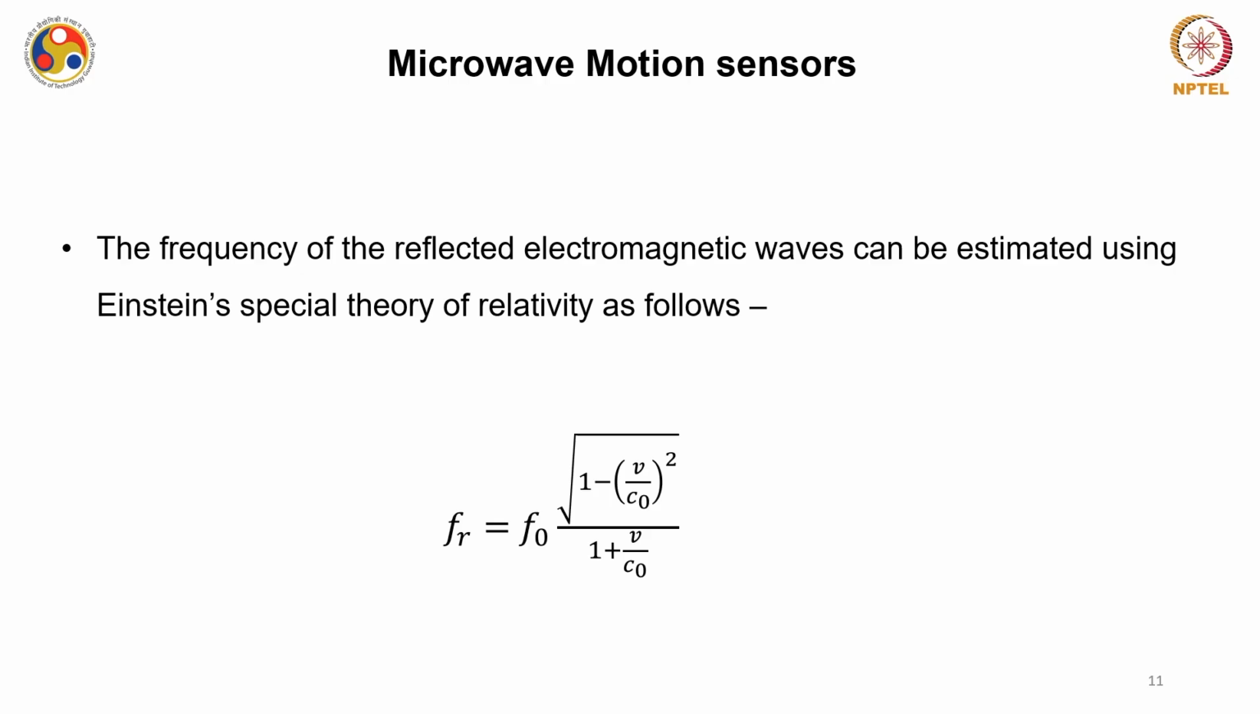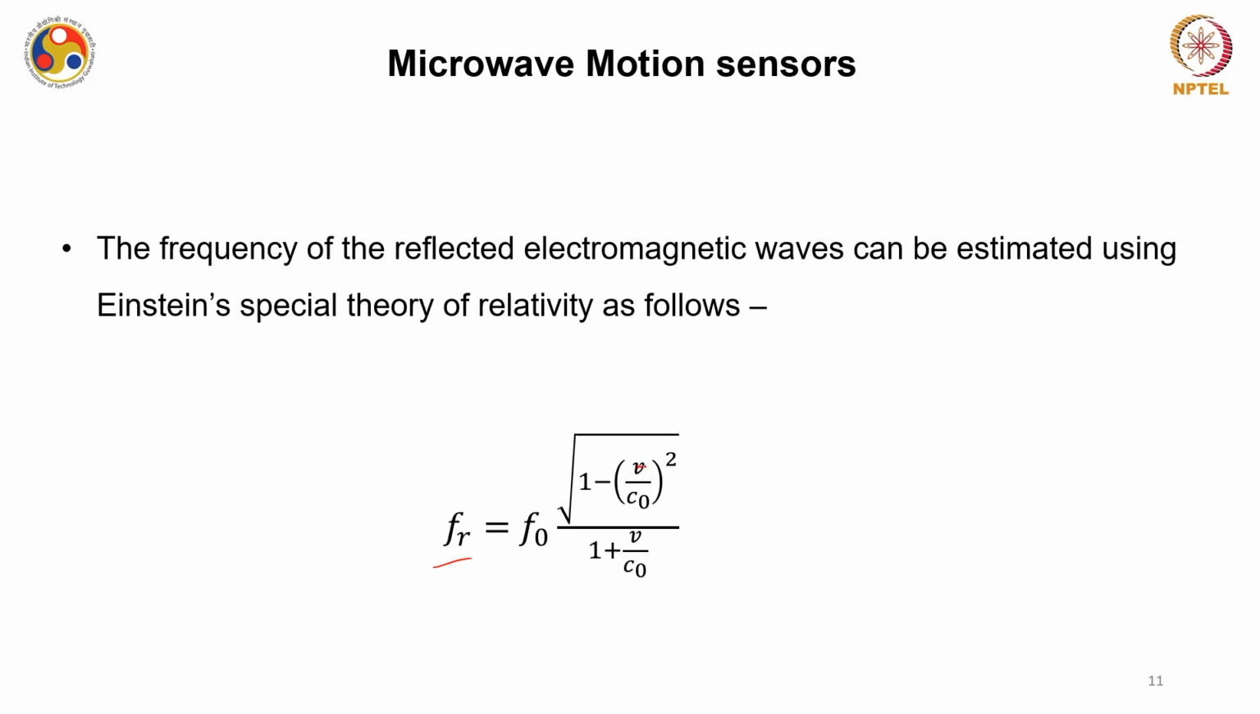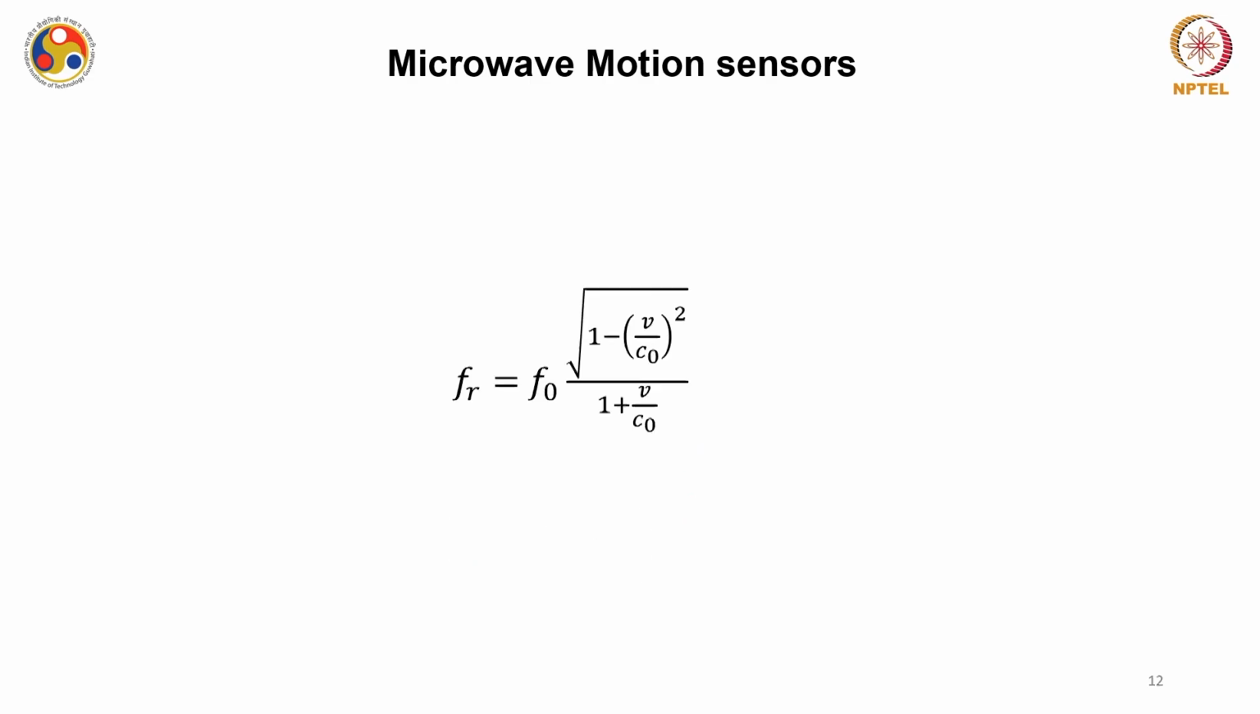The frequency of the reflected electromagnetic wave can be estimated using Einstein's special theory of relativity, which suggests that Fr is equal to f naught into root of (1 minus v by c naught) by (1 plus v by c naught). In this equation, v is the velocity of the movement and c naught is the velocity of light, and Fr is the frequency of the reflected electromagnetic wave.